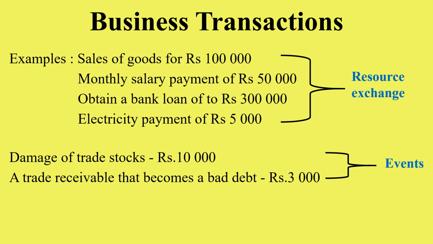Another example is a trade receivable that becomes a bad debt with rupees 3,000. Bad debt means we are not able to collect it from the respective party. So these types of events are also considered in the accounting process. So this is the simpler meaning of business transaction. This is the simplest explanation. I hope you understood.